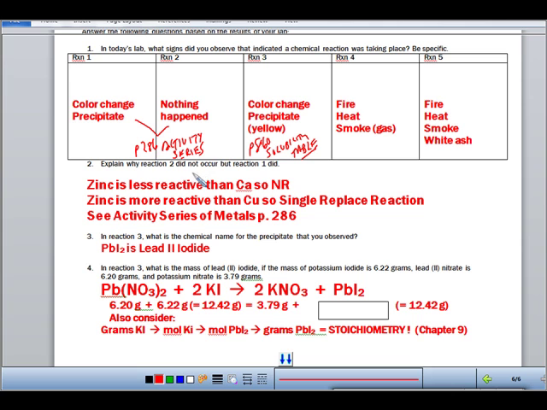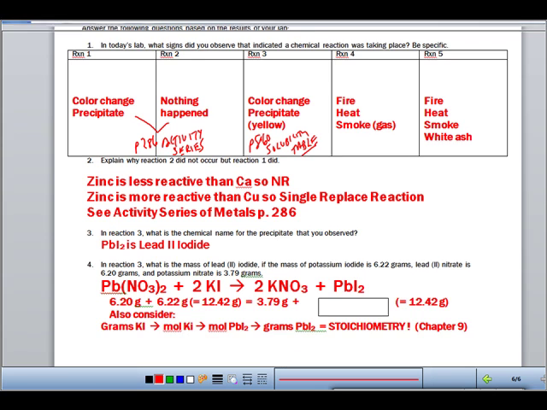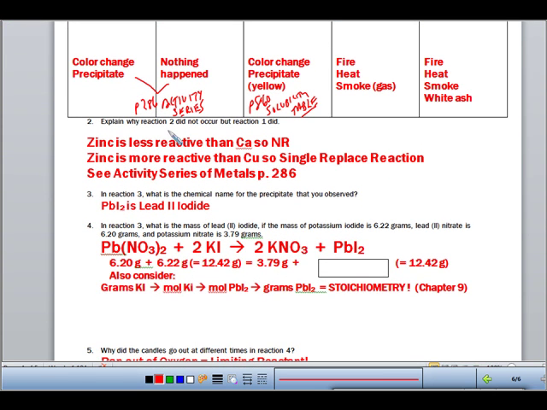All right, so here, question number 2, this is like a restatement, talking about reactions 1 and 2. It says, why did 2 not occur, but reaction 1 did? Remember, 1 was the zinc and the copper, and 2 was the zinc and the calcium. The reason reaction 2 did not occur is because the zinc is less reactive than the calcium. Page 286 again, that's your activity series. The zinc is more reactive than the copper, so the single replacement reaction takes place. And here it says, see the activity series of metals, page 286. Any questions about that?